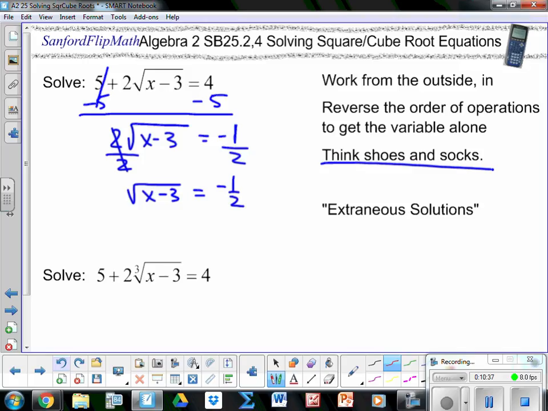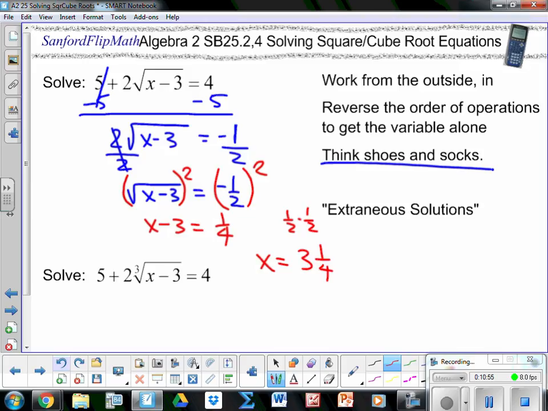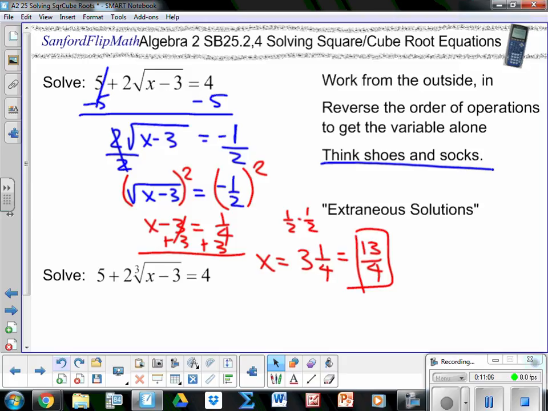All right, undo the square rooting by squaring. So this becomes x minus 3 equals, well, negative times a negative is positive. 1/2 times 1/2 is 1/4. So this is x equals 3 and 1/4 once I add 3 to both sides. Sorry, I didn't show that step. Or if you would prefer, 13/4. Now, there's a big but coming. I know that's terrifying, but here it comes.